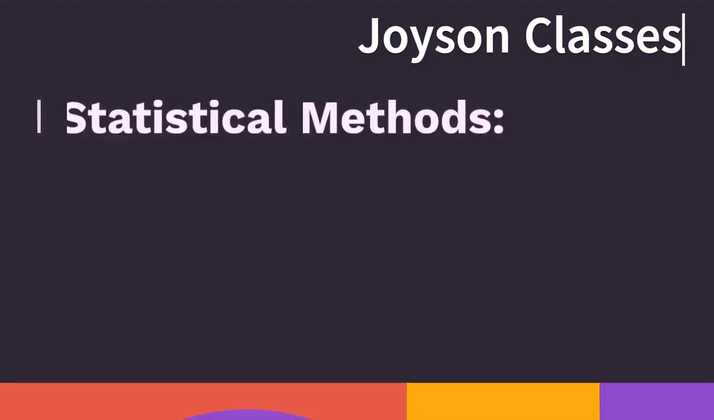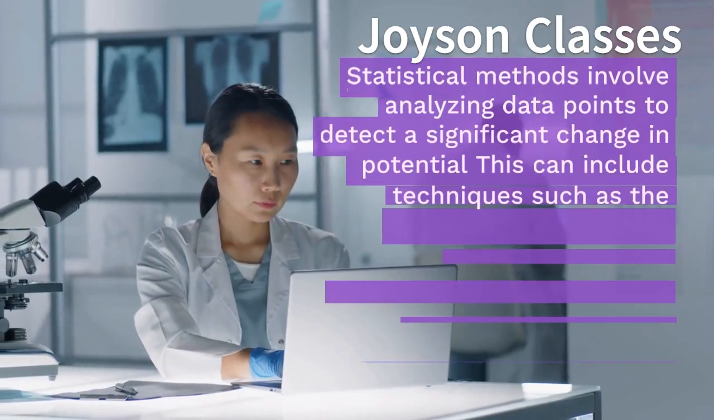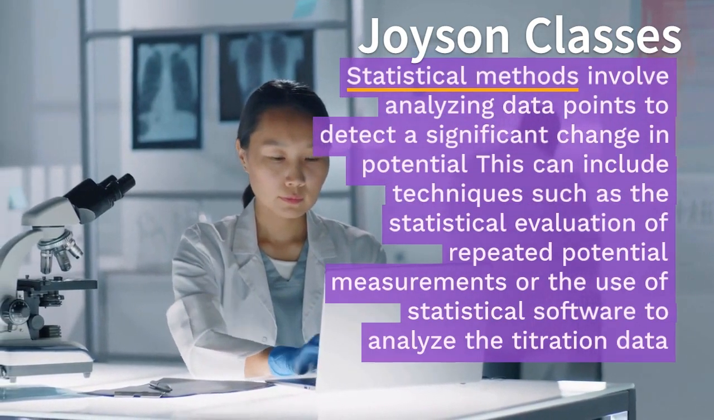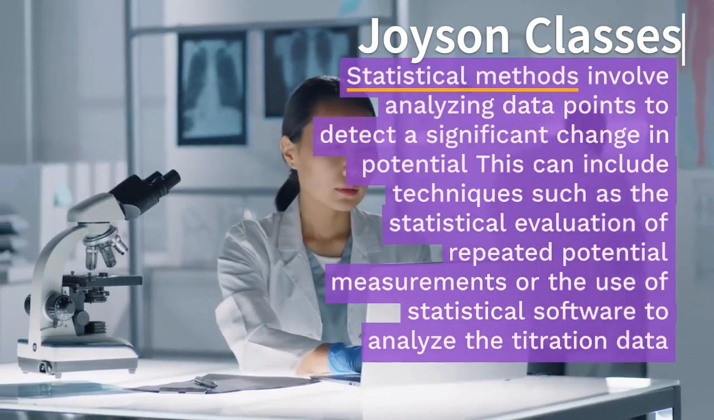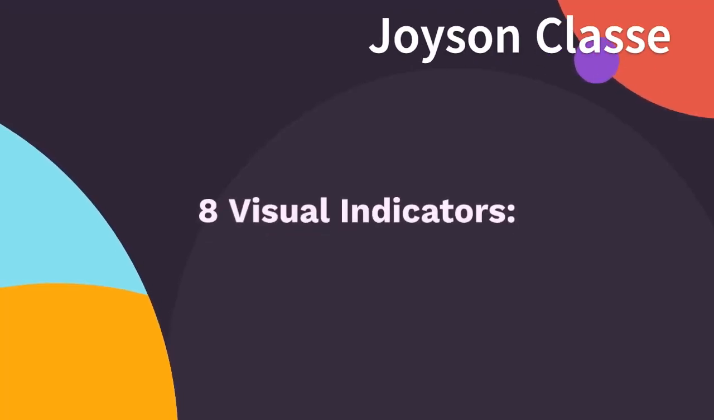7. Statistical methods. Statistical methods involve analyzing data points to detect a significant change in potential. This can include techniques such as the statistical evaluation of repeated potential measurements or the use of statistical software to analyze the titration data.